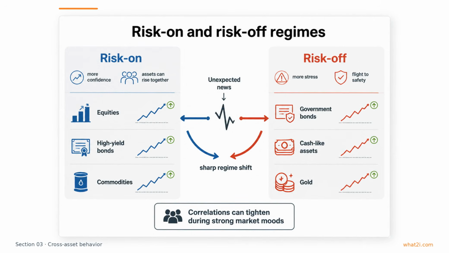Risk-on and risk-off regimes are another useful way to understand cross-asset behavior. In risk-on periods, investors are more willing to take market risk, so equities, high-yield bonds, and some commodities may rise together.